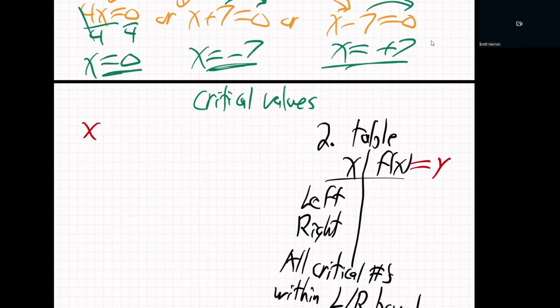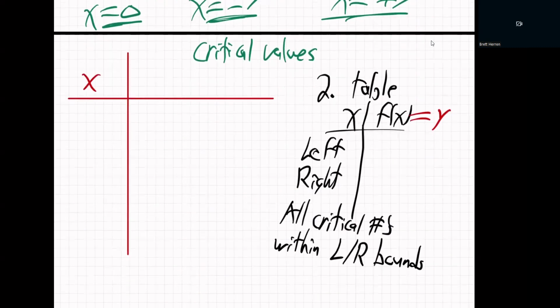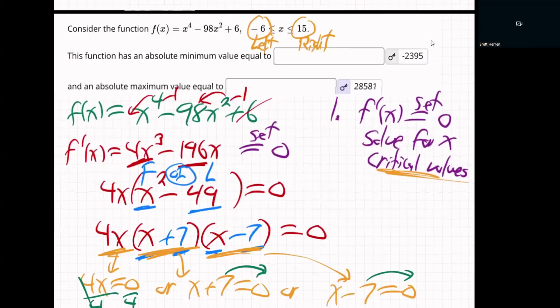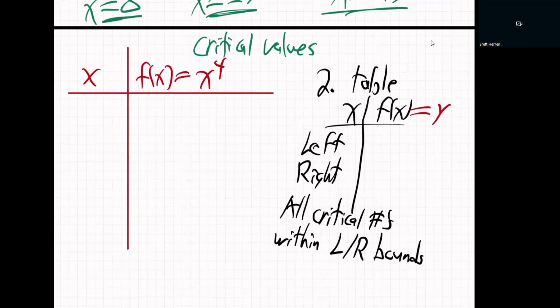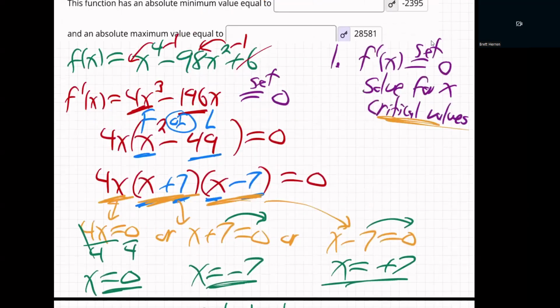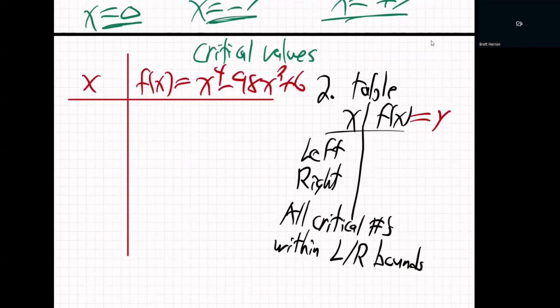Oh, here, let me make an x and a function. And this is f of x or y. What is f? What's my original f(x) function? x to the fourth minus 9x squared plus 6. Yeah, okay, that's my first function.